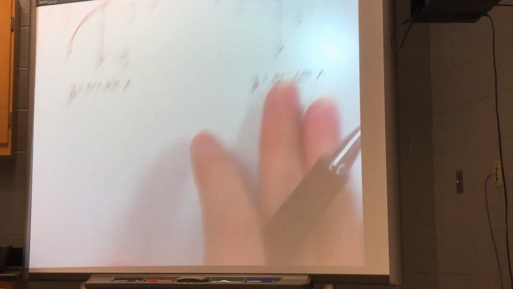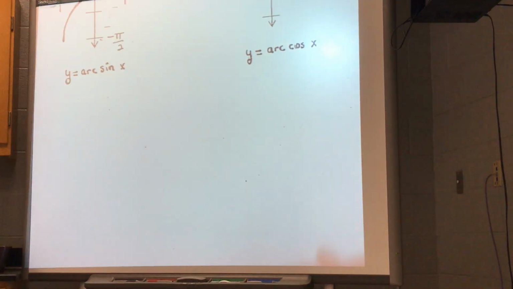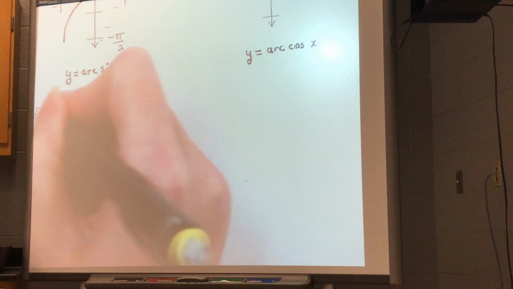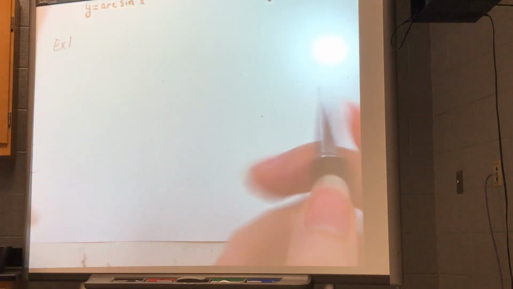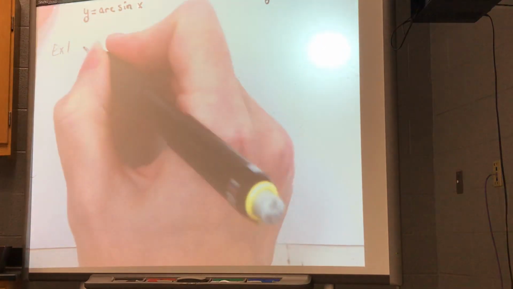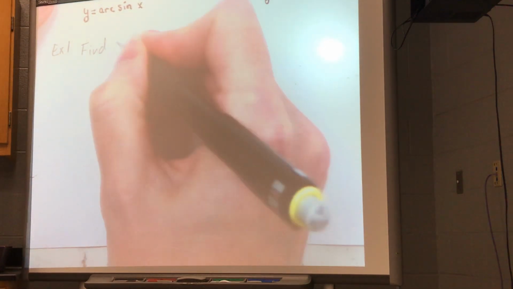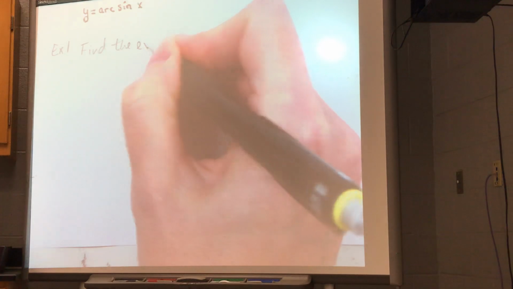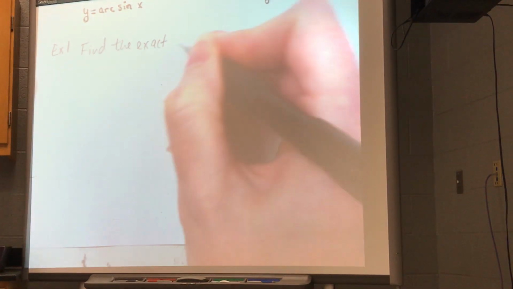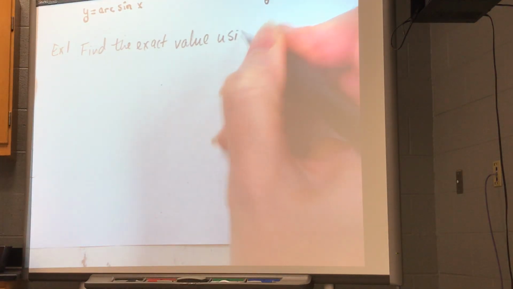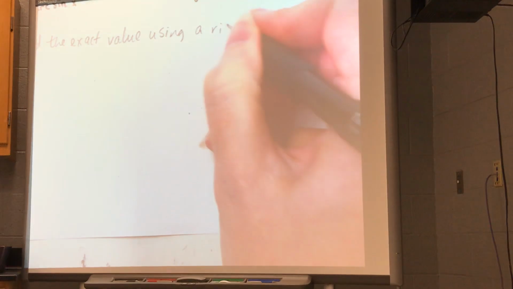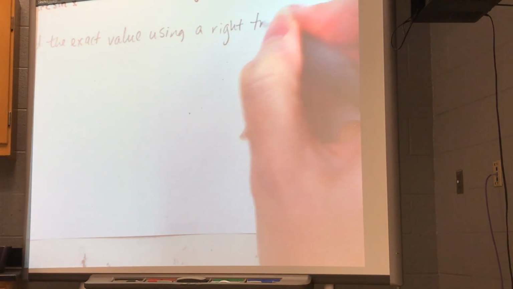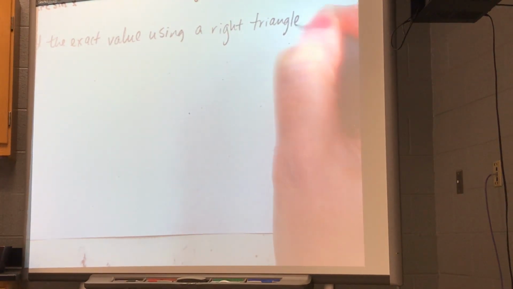Okay, so what we are going to do with this for our example is find the exact value using a right triangle sketch.